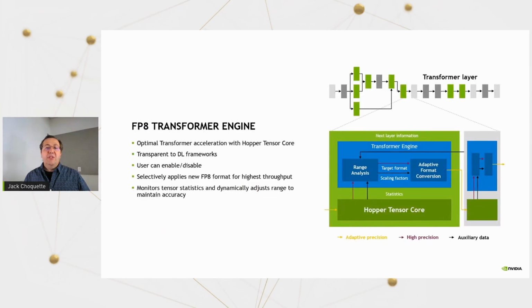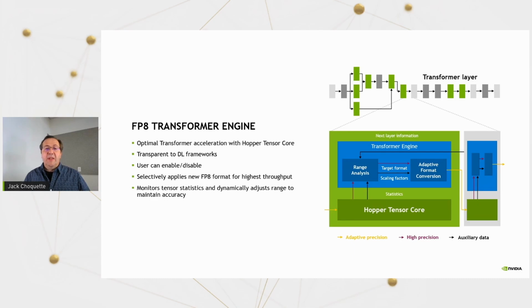The Transformer Engine manages the use of FP8 to accelerate the world's most compute-intensive models, transformers. This engine operates transparently underneath the deep learning frameworks and can be enabled or disabled with a simple toggle. Under the hood, transformers are simply graphs of compute-intensive layers. At each layer, Transformer Engine analyzes statistics and outputs values produced by the Tensor Core.